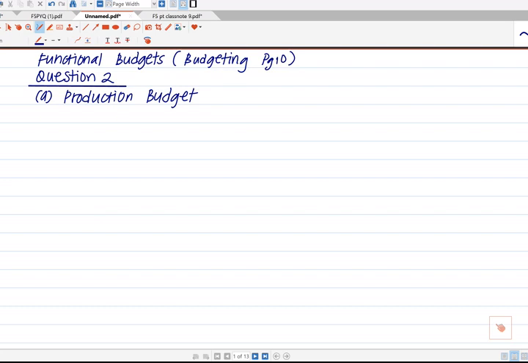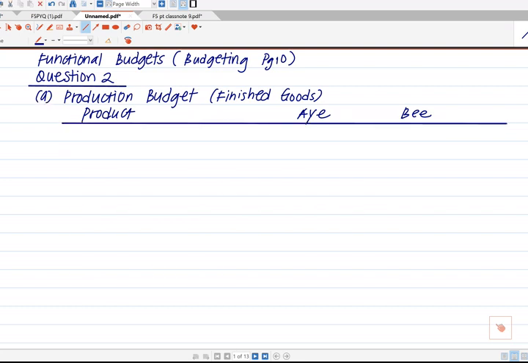Production budget. In the production budget, we are actually focusing on the finished goods. How many types of finished goods do we have? Two, A and B. Before you produce, you must know how many quantity we need to sell. So, sales. What do you have for the sales? Product A, how many quantity?